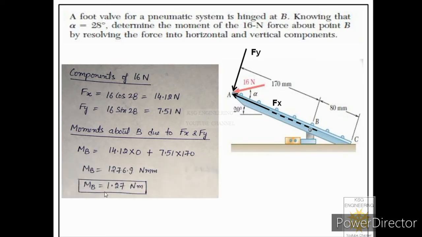Now you can see the final answer is positive. It means the moment generated by this particular force about point B is an anti-clockwise moment, so that is why we got positive answer over here. I hope this numerical is also clear to you. Let us move on to the next numerical on moments.